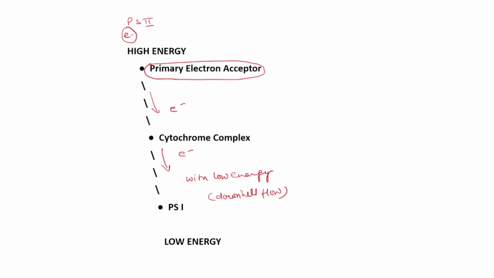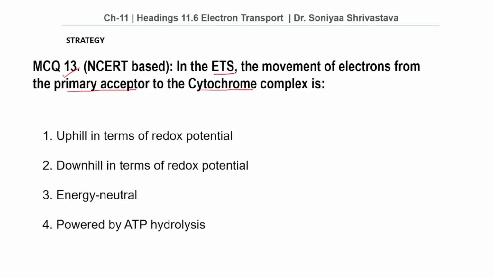Now let's see our options. Option number 1, uphill in terms of redox potential. In the question it is asked, the movement of electrons from primary acceptor to cytochrome complex is uphill in terms of redox potential? No, because the uphill movement requires energy input. This happens only when photons excite electrons in PS2 and PS1. Between carriers, electrons do not move uphill. So this is the wrong option.